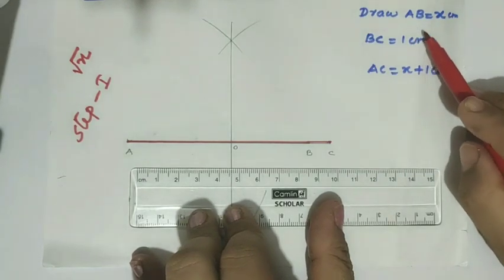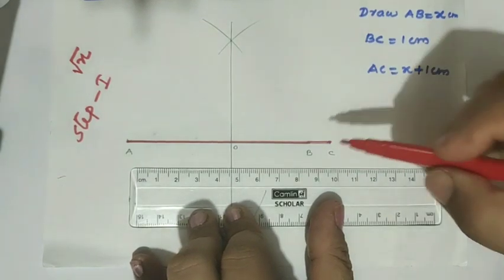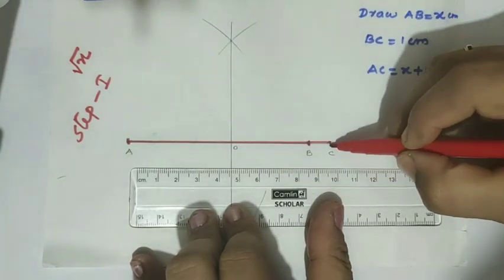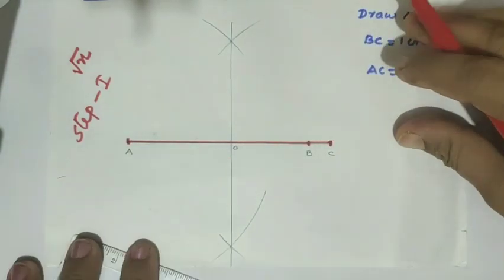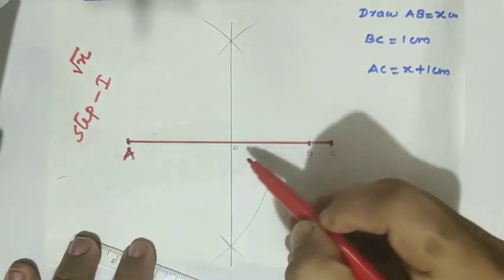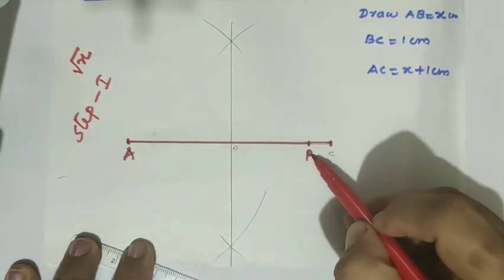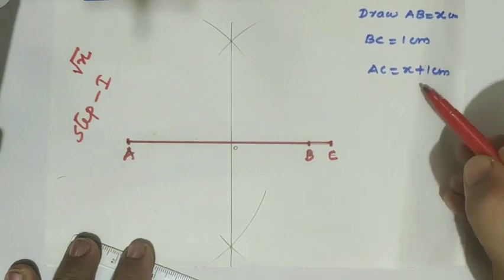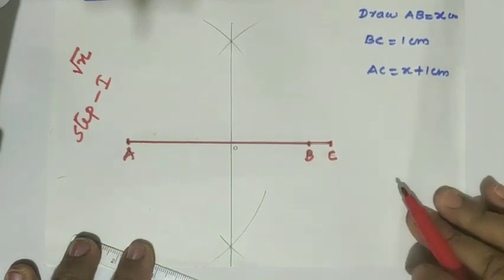So what is the first step? AB equal to x centimeter, then 1 more centimeter. I'll write the letters now. A, then B, C. So AB is x, BC is 1, total length of AC equals x plus 1.